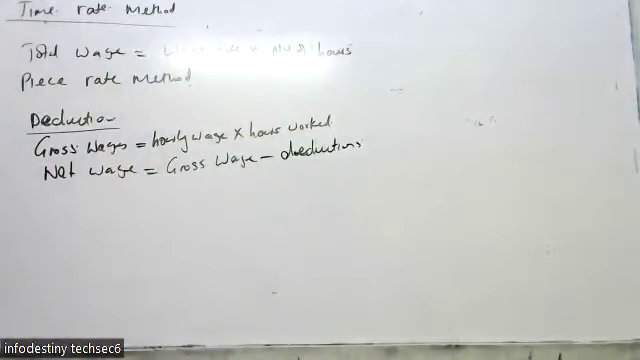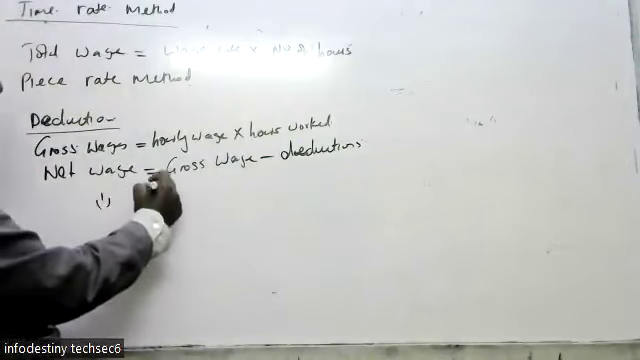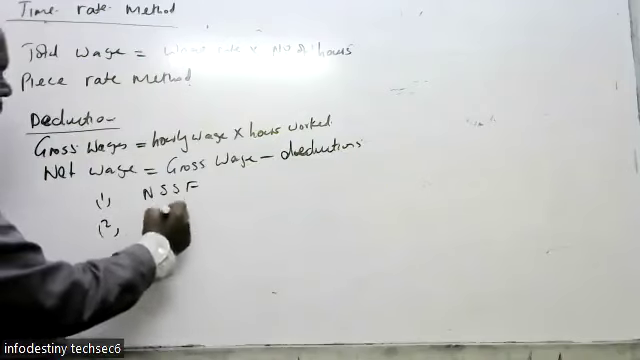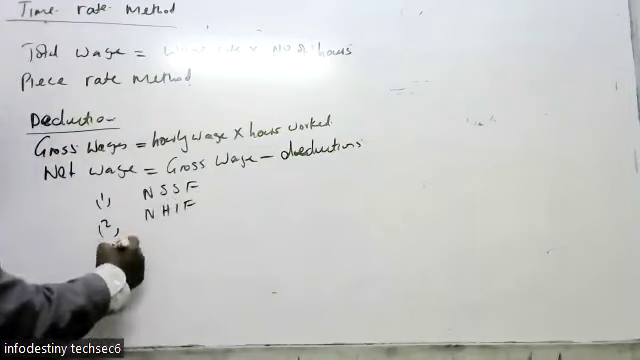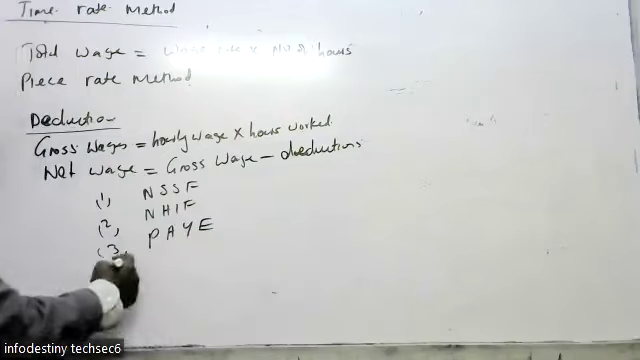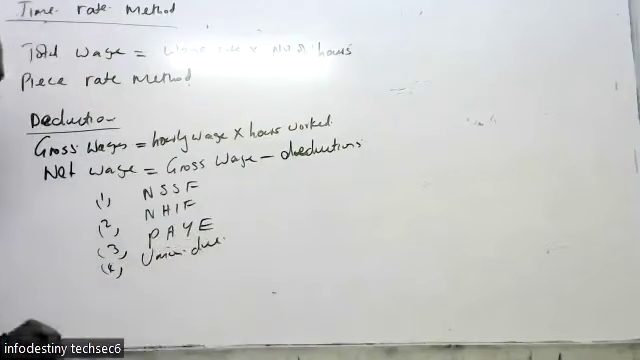So the deductions include: one, we have NSSF; two, we have NHIF; three, we have pay as you earn; then four, we have union dues, etc. So those are the deductions which the employer is going to make before paying you the net wage. The net wage is the one you are going to receive.